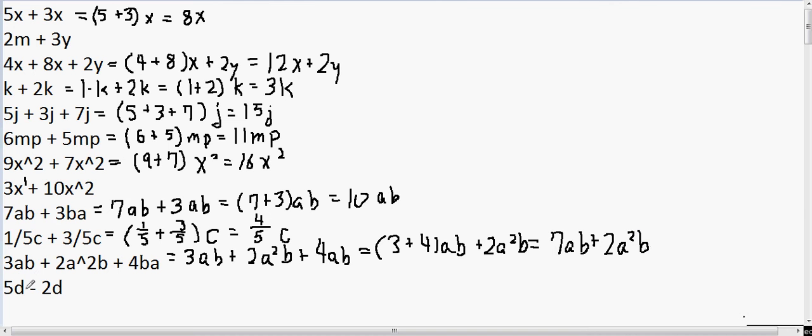Finally, we have 5d minus 2d. The only difference for this expression compared to previous expressions is that we have a minus sign instead of a plus sign in between the terms. But if we look at both terms, they share the same variable part, d. So we can combine the numerical parts just like we've been doing earlier. The only difference is we're going to be subtracting because we have a subtraction sign between the two terms. So we work out 5 minus 2 and multiply that by d. And we get 3d.